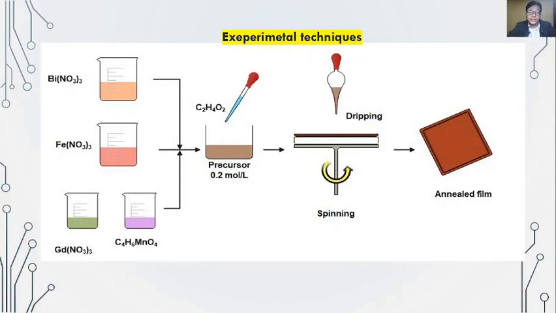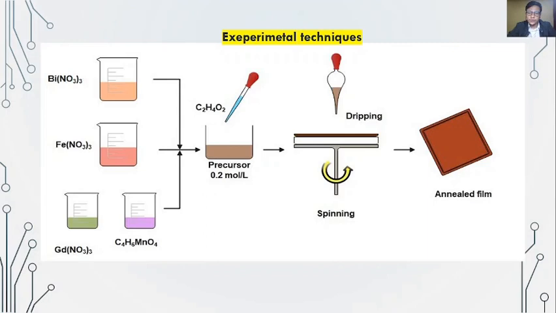These are the experimental techniques in which bismuth nitrate and ferric nitrate are used as precursors, and gadolinium nitrate and manganese acetate were used as doping precursors, which were mixed together to form a stock solution, whose pH was maintained correspondingly, and its molarity is about 0.2 moles per liter.